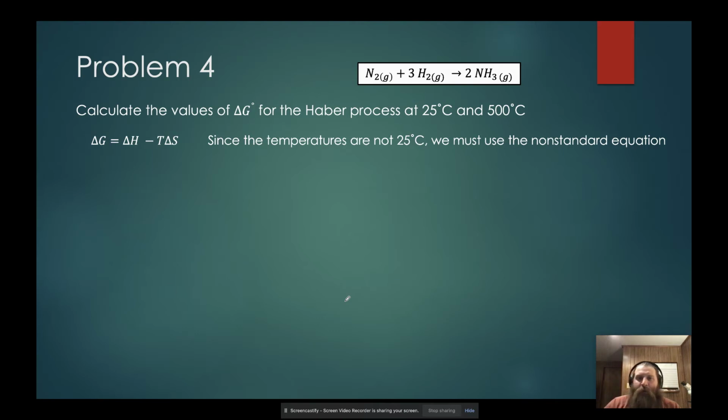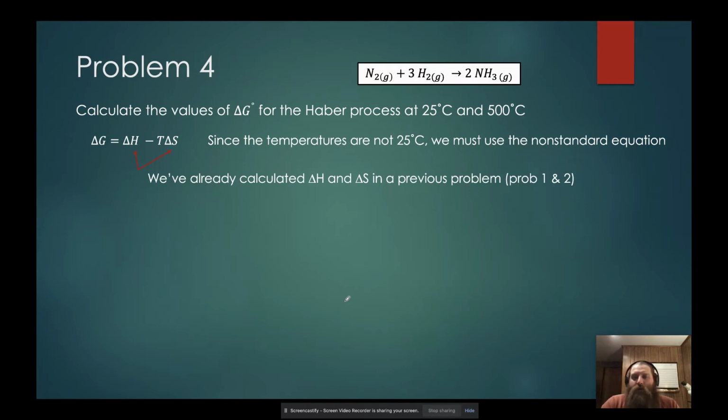The first temperature is fine, but we have two different temperatures, so we've got to use our non-standard equation. We've already calculated delta H and delta S for the Haber process, so I'm just going to pull those numbers back from problems 1 and 2. Delta G at 25 is going to be negative 98.38 minus 298 times negative 198.3, and I'm going to convert that over into kilojoules. Make sure you convert that over into kilojoules for our delta G here.